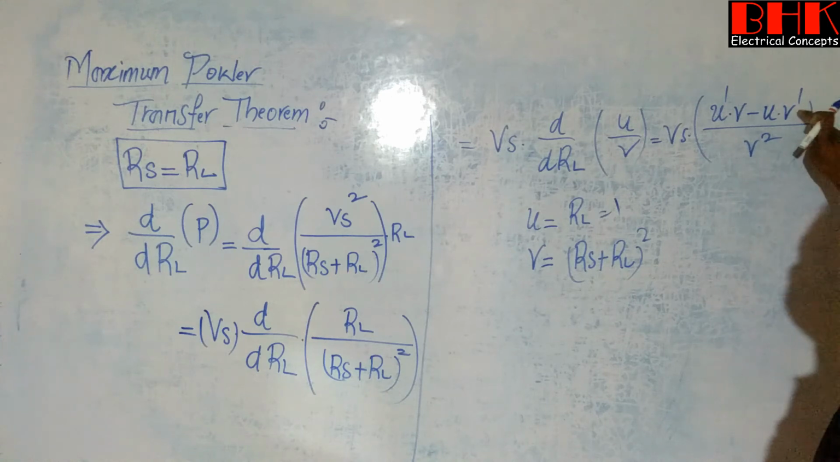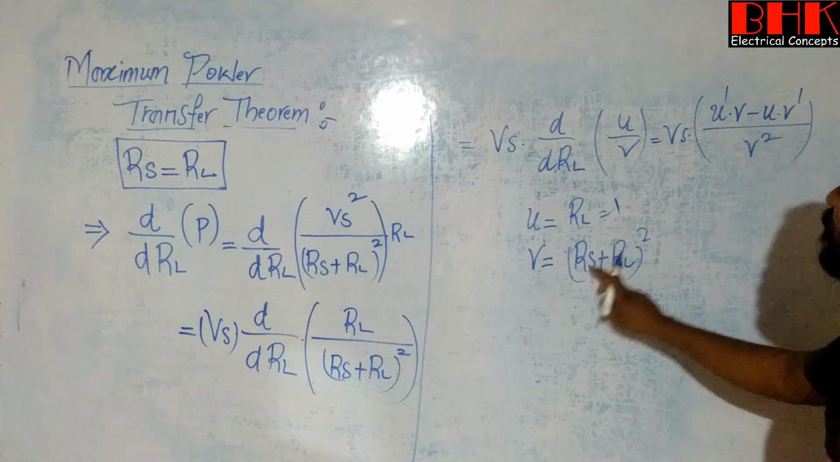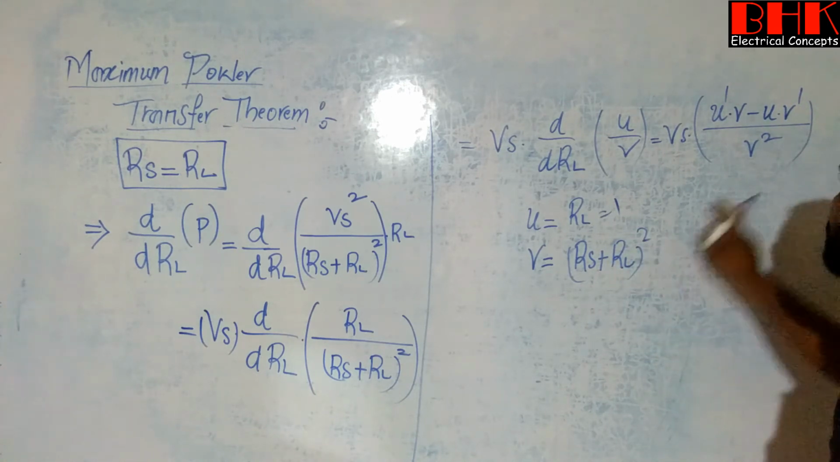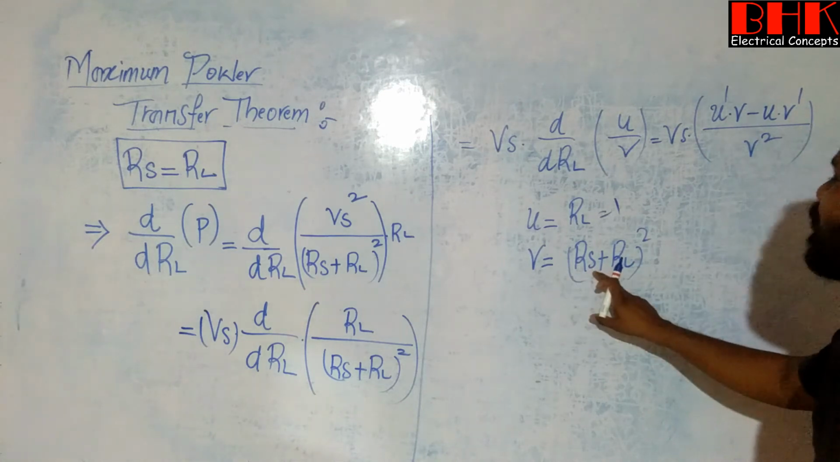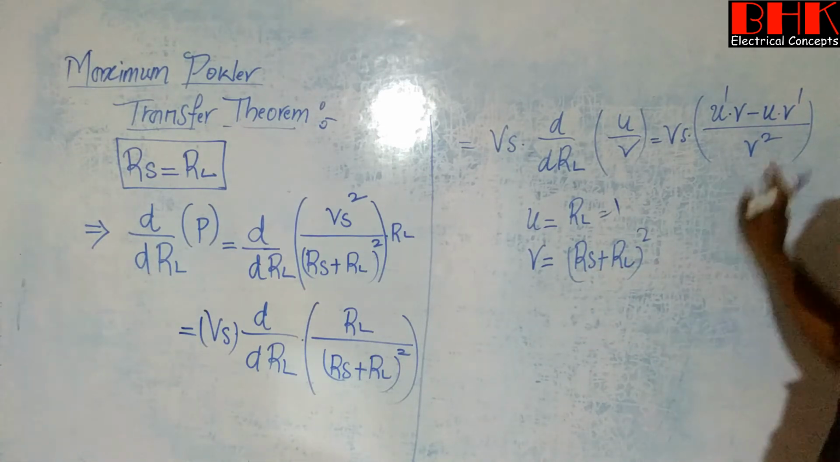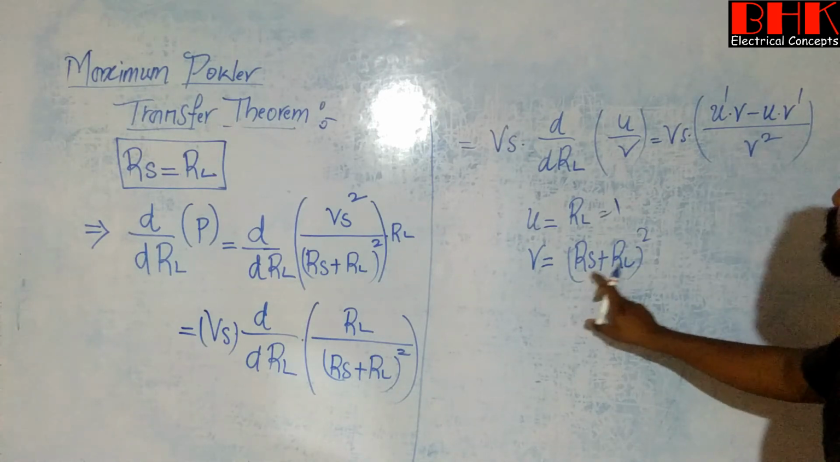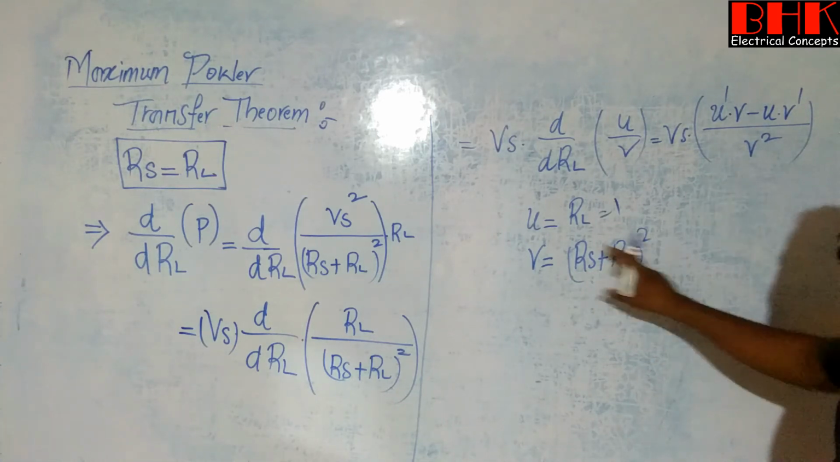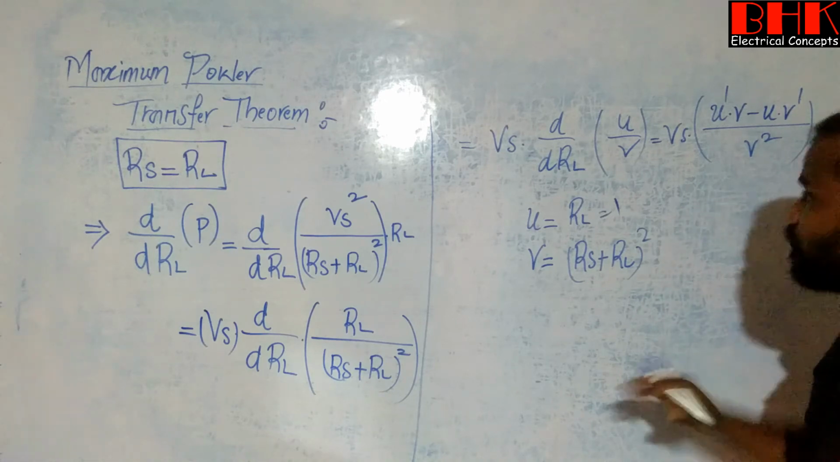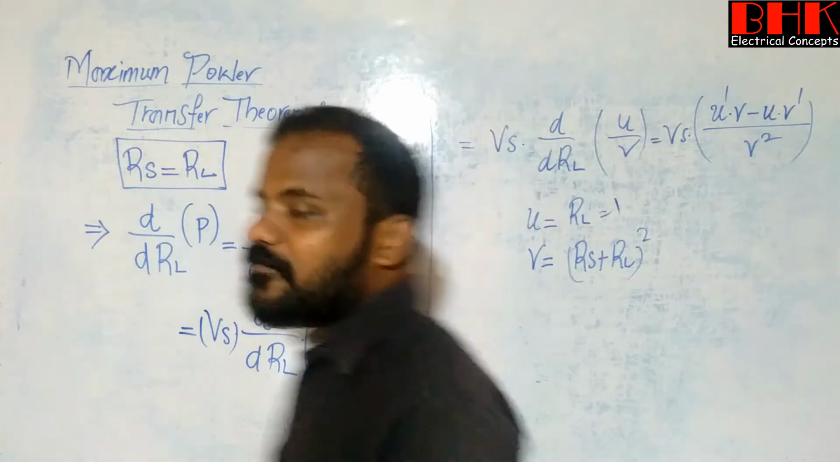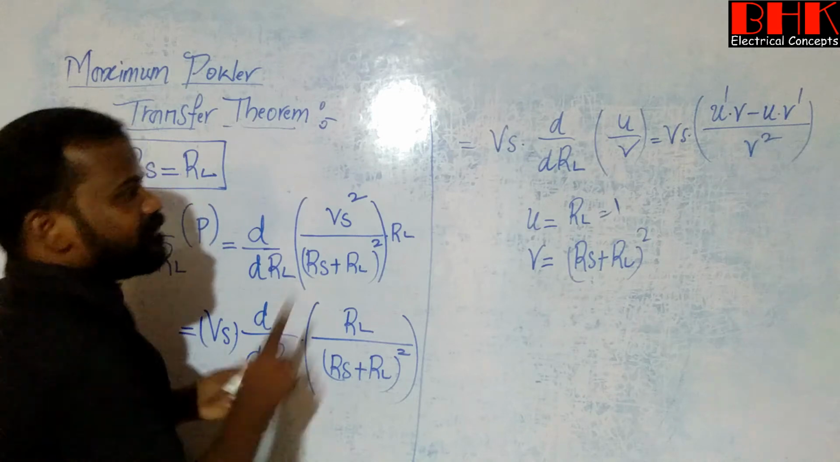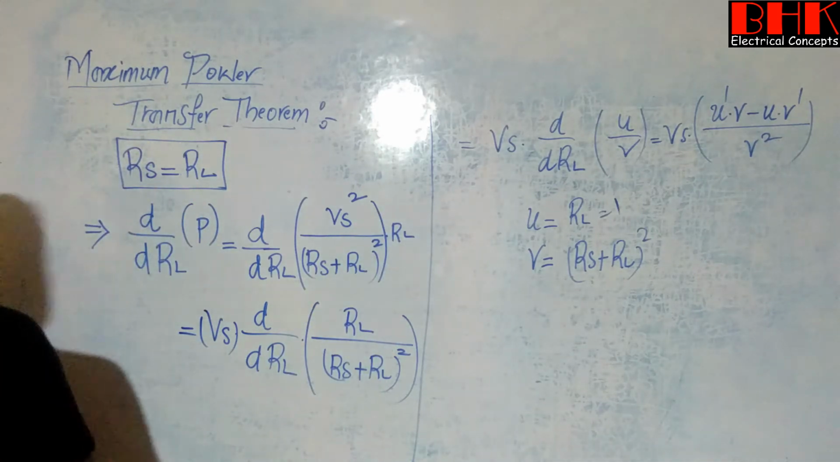And what is V dash here? We have Rs plus RL whole square. It means V dash is 2 into Rs plus RL divided by V square. V means Rs plus RL whole square, and V square means this one whole square. Now simply we can place all the values of U and V in this expression.